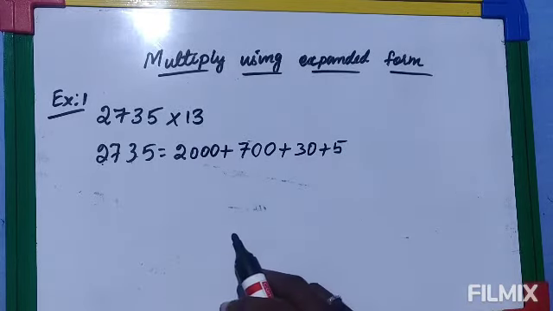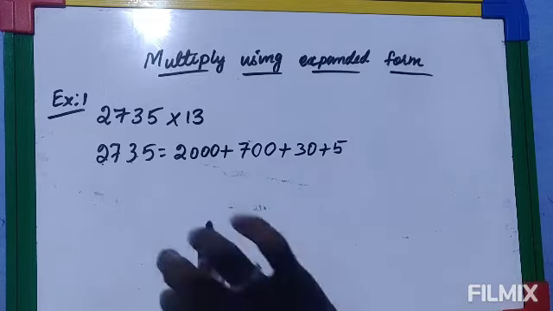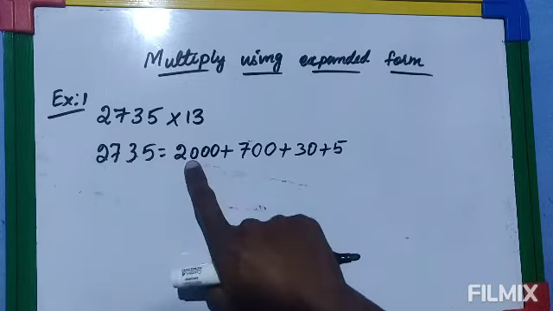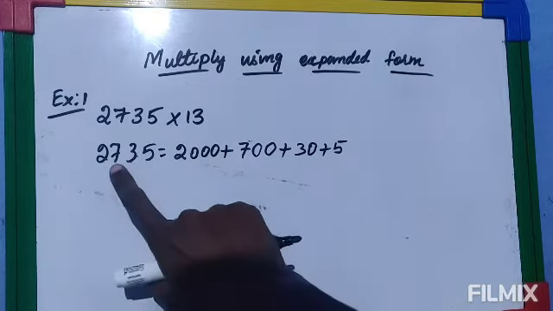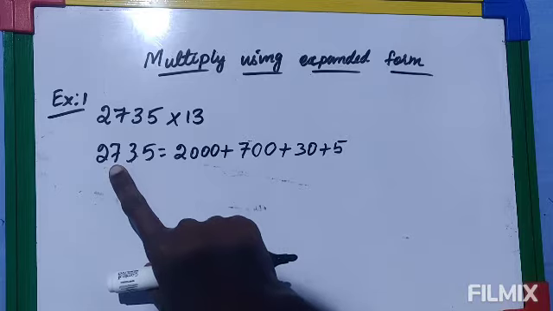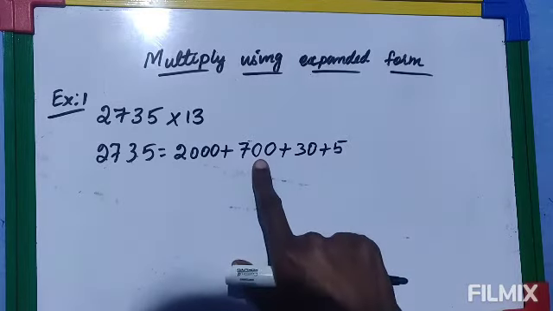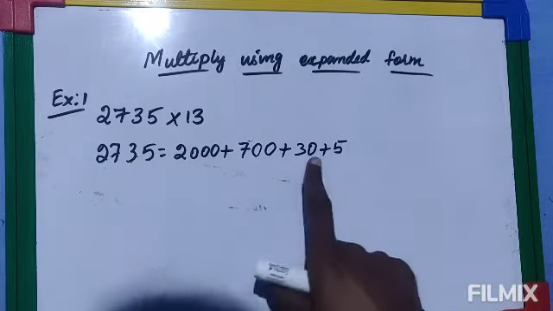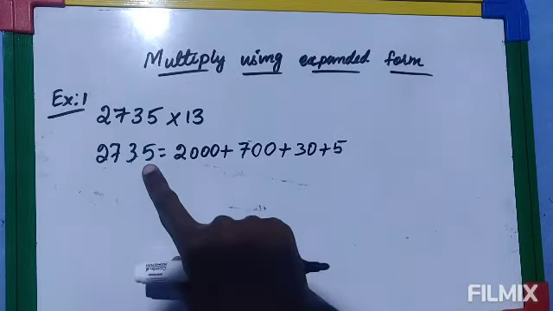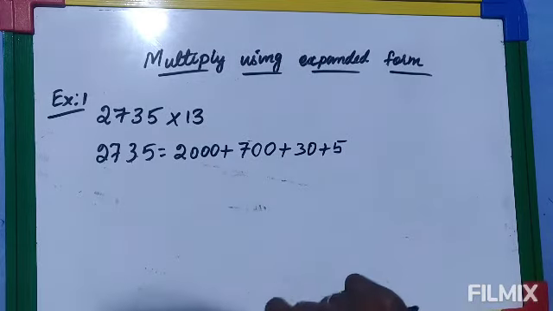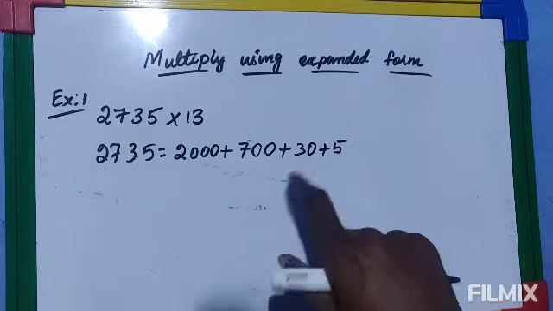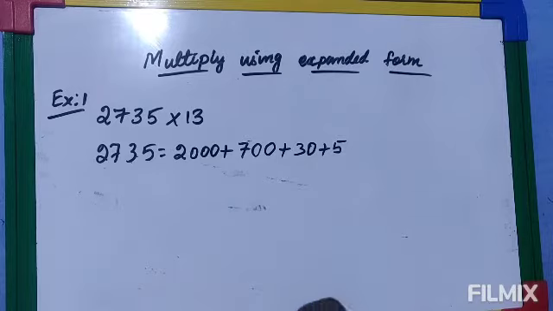Otherwise, you can remember it in place value. 2 is in the thousands place, so its place value is 2000: 2 into 1000, 2000. 7 is in the hundreds place, so 7 into 100, 700. 3 is in the tens place, so 3 into 10, 30. 5 is in the ones place, so 5 into 1, 5. All the place values you write in addition with plus. So this is how we are writing in expanded form.